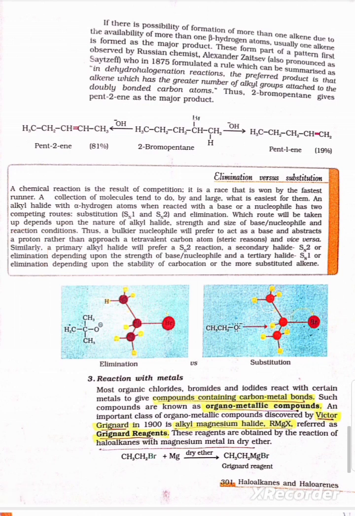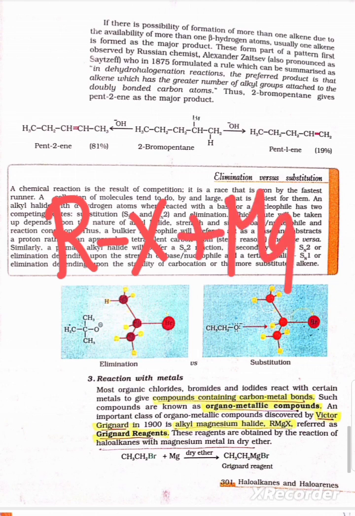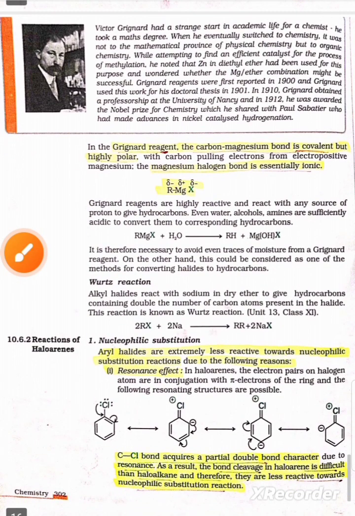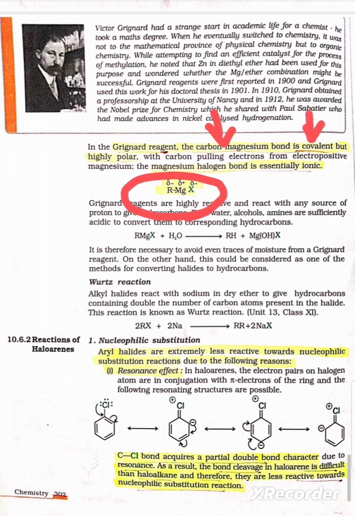So here, when alkyl halides react with a metal like magnesium or any other metal, they generate an organometallic compound. It was first discovered by Victor Grignard. That's why it is commonly called a Grignard reagent. The Grignard reagent's general formula is RMgX. The speciality in the Grignard reagent is that the carbon-magnesium bond is covalent and highly polar, whereas the magnesium-halogen bond is ionic.